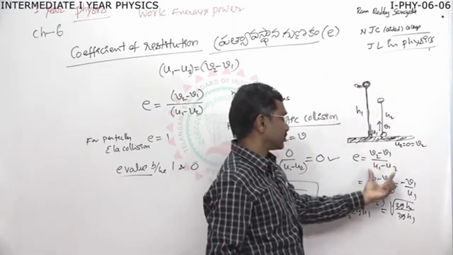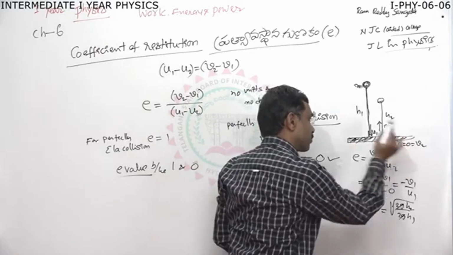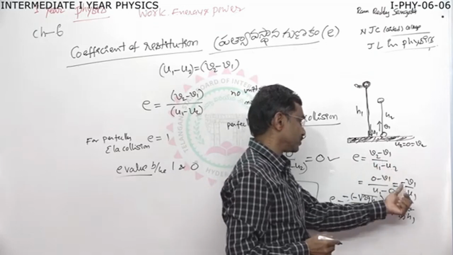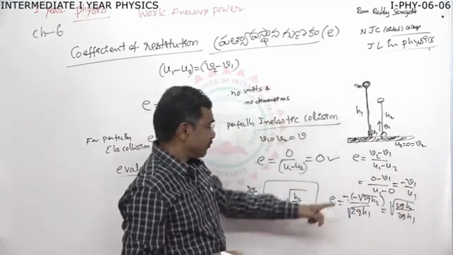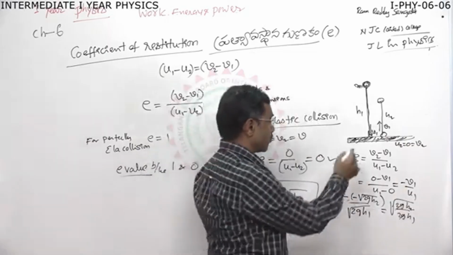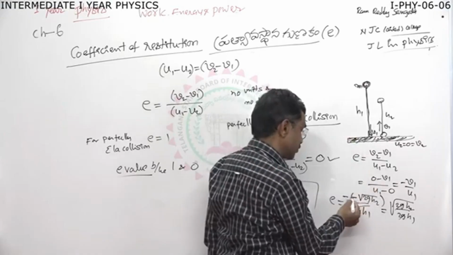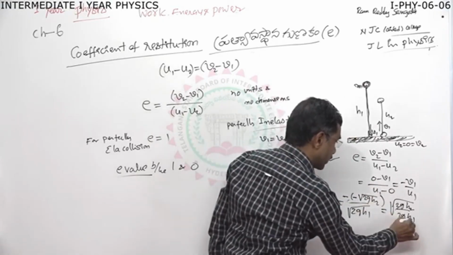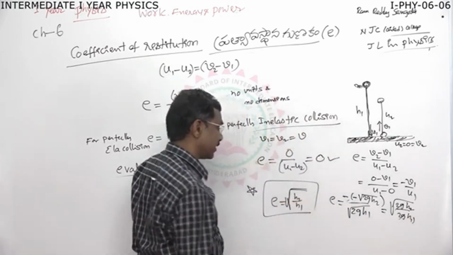Basic kinematic equations you apply. Here this plate is at rest before collision and after collision. Substitute u2 and v2 as 0. You will get minus v1 by u1. Applying basic kinematic equations, v1 is given by minus, because it moves in the opposite direction, minus of minus plus root 2g h2 divided by root 2g h1. From further simplification, it is the square root of h2 divided by h1.